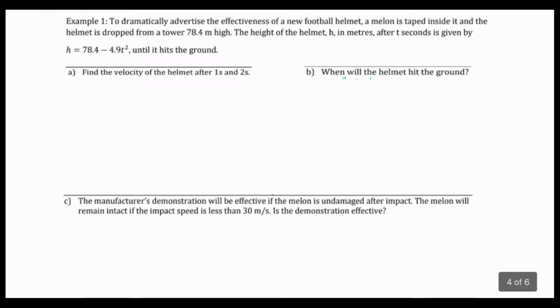To dramatically advertise the effectiveness of a new football helmet, a melon is taped inside it, and the helmet is dropped from a tower 78.4 meters high. The height of the helmet, h in meters, after t seconds is given by the function h equals 78.4 minus 4.9 t squared until it hits the ground. Find the velocity of the helmet after 1 second and after 2 seconds. When will the helmet hit the ground?